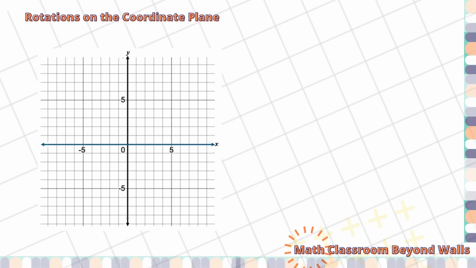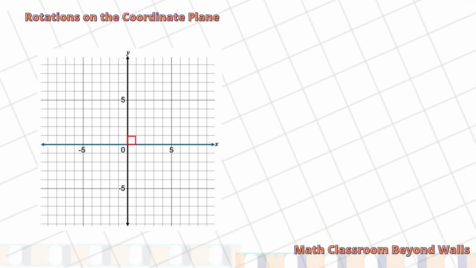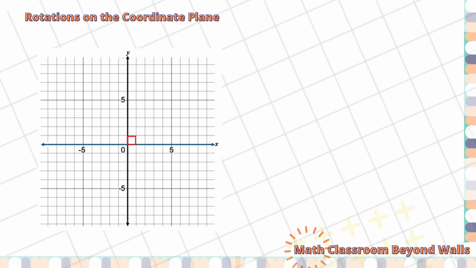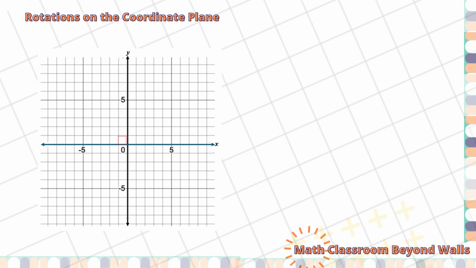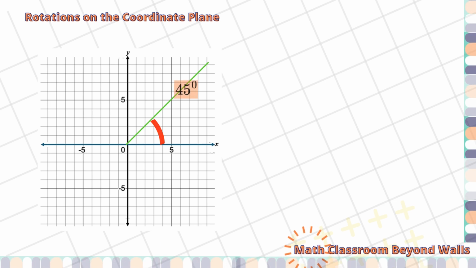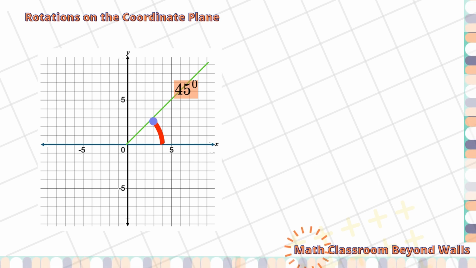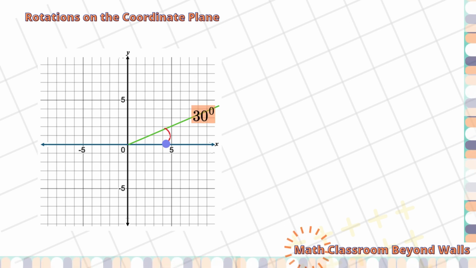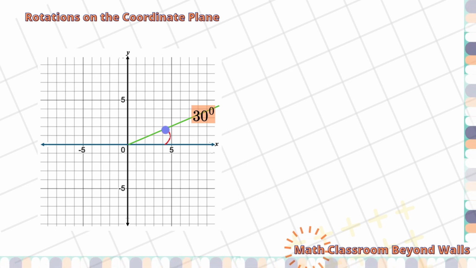Another thing to consider with rotation on the coordinate plane is the size of the angle of rotation. Recall that on the coordinate plane, the x and y axes are perpendicular. Hence, each quadrant measures 90 degrees. Half of the right angle is 45 degrees. So a measure of 45-degree rotation is about this size. One-third of the right angle is 30 degrees. Here is the approximate size of the angle for a 30-degree rotation.